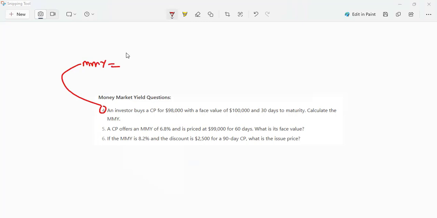It's the discount over P times 360 over T. Did you get that? Money market yield is given by discount over price times 360 over time, right? Discount over price times 360 over time. So what have we been given in here? What do we have?